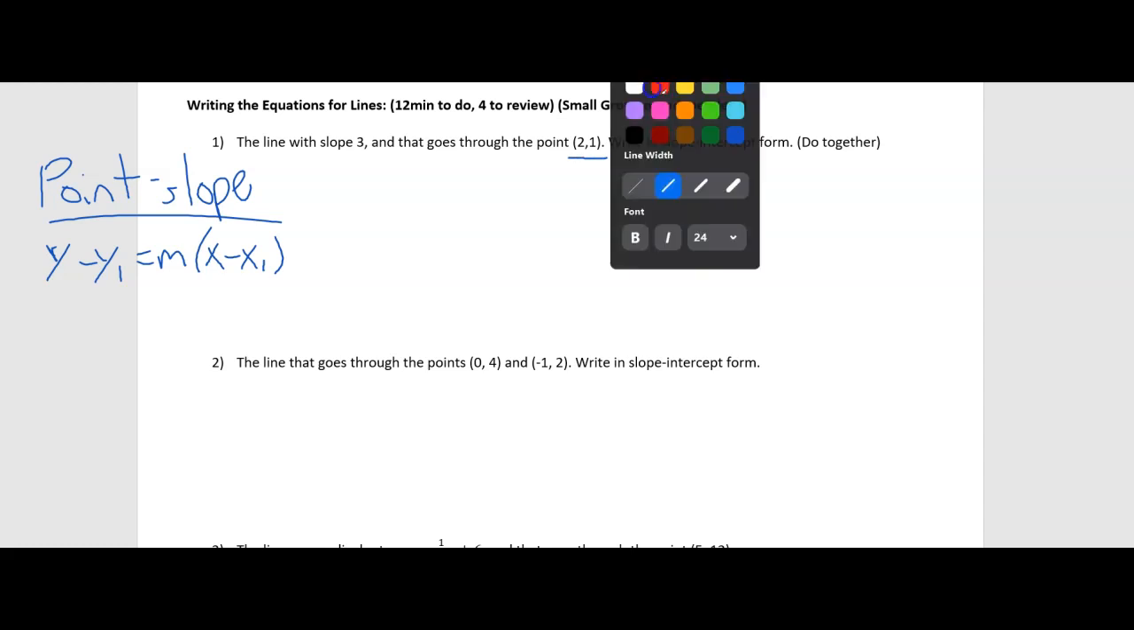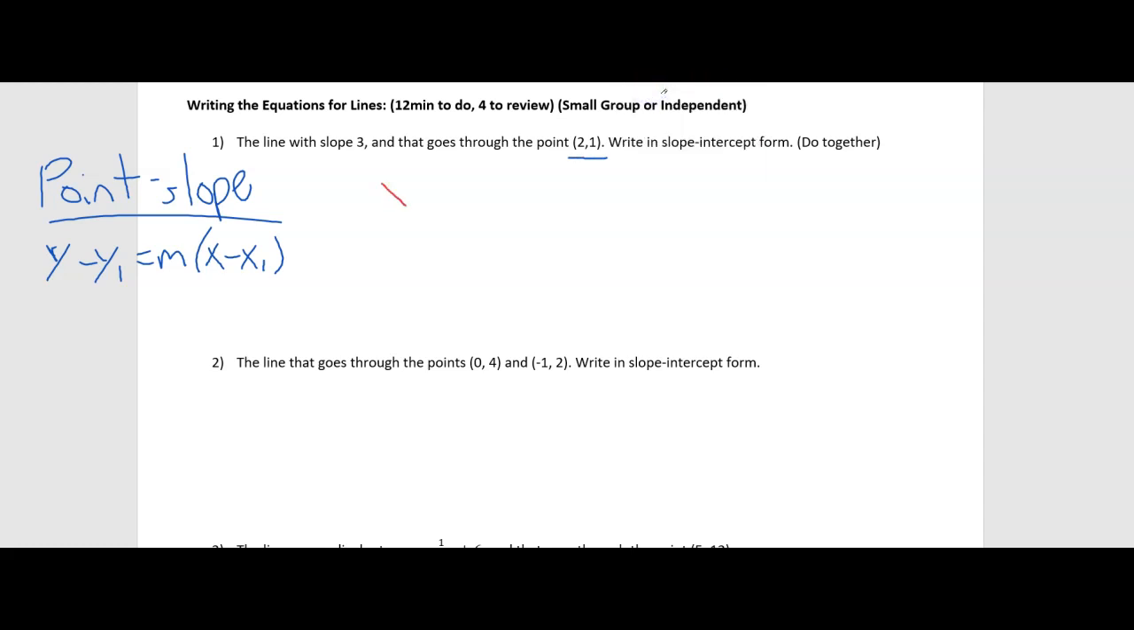So let's just start building our equation. I have y minus y1, so y minus 1, again, that's given as our point, equals our slope, which in this case is 3, times the quantity x minus x1. In this case, x1 is 2. So there's the equation of a line that has a slope of 3 and goes through the point (2, 1).